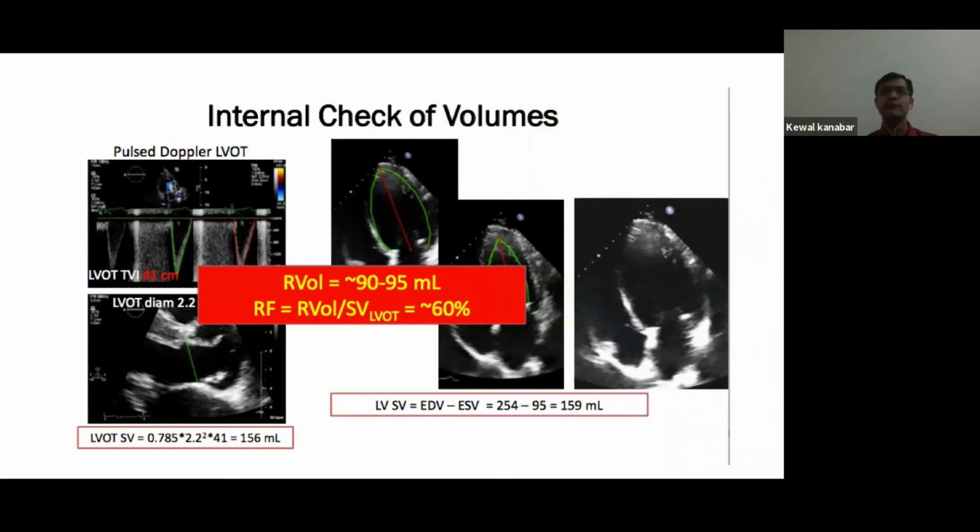Also, we can perform an internal check of the volumes. We can calculate the stroke volume by using the Simpson's method of discs, calculate the end diastolic volume and subtract the end systolic volume, and we get the left ventricular stroke volume. So we can perform an internal check of the volumes using the Simpson's method.